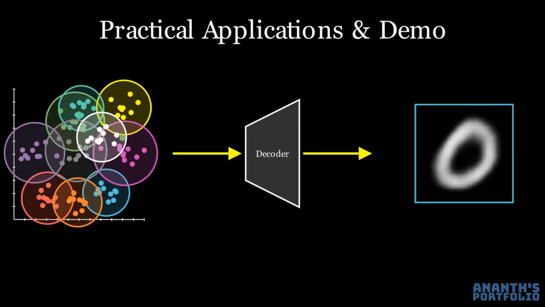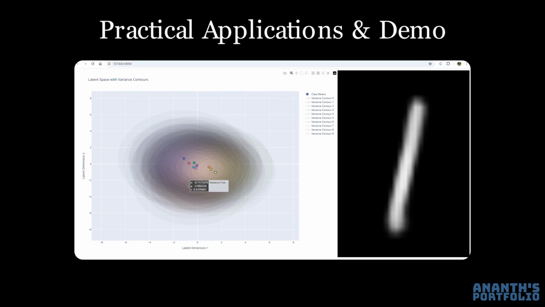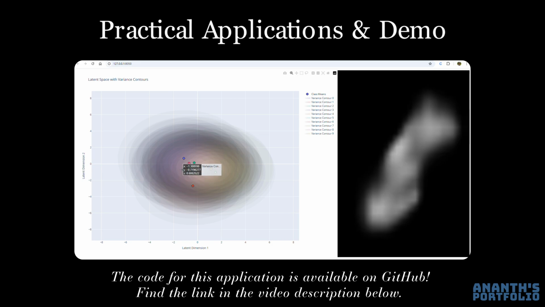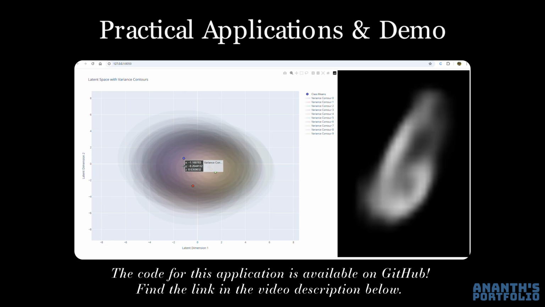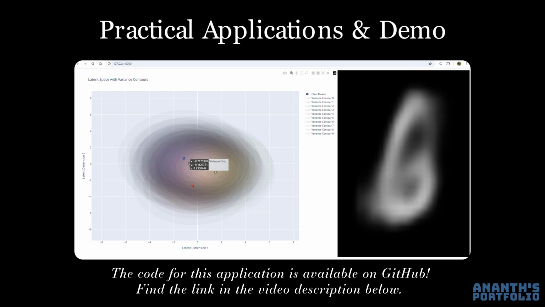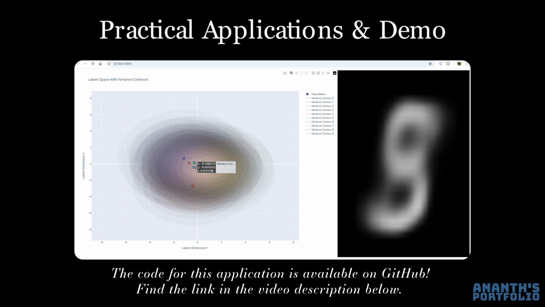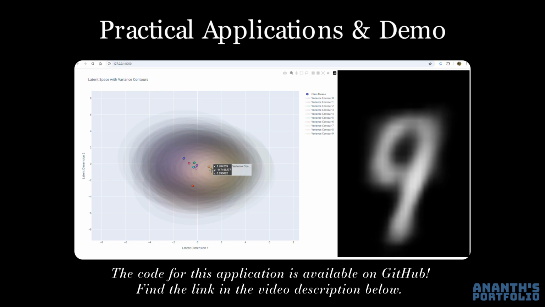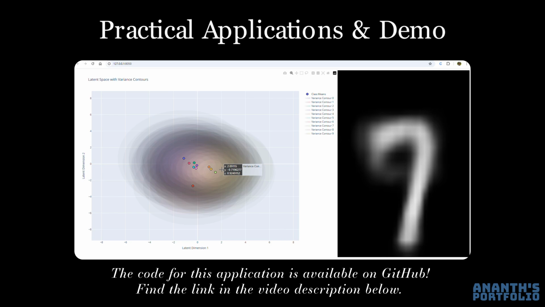Let me show you a small application I've developed that lets you explore this latent space interactively. This Python-based tool allows you to click anywhere in the latent space, and in real time, you'll see the decoder generate the corresponding digit. You can also drag your cursor to watch the smooth transitions between different digit forms. The application provides an intuitive way to understand how our VAE has organized and learned the structure of handwritten digits.